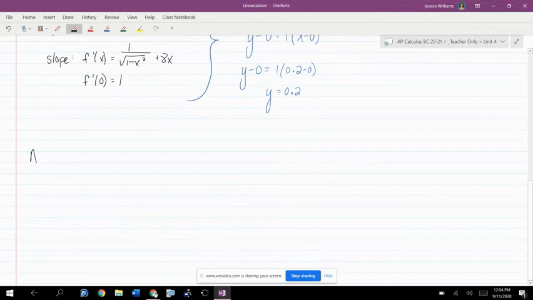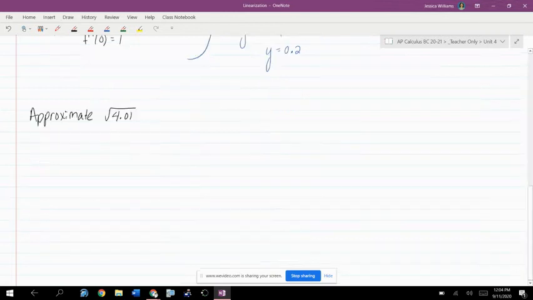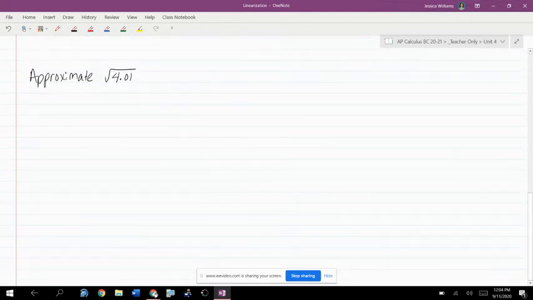Let's do one more. Would you please go with me to approximate the square root of 4.01? Same question. We're going to use a tangent line. This time the information's just not laid out for you as nicely as I wrote it out in the first one, so you're going to have to go find some things. Like 4.01 is the value you're trying to use to approximate. So you need a number that's close. I pick 4. 4 is close to 4.01, so I'm going to use that as my known value.